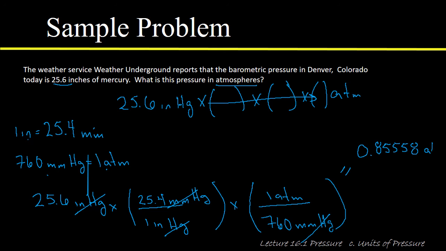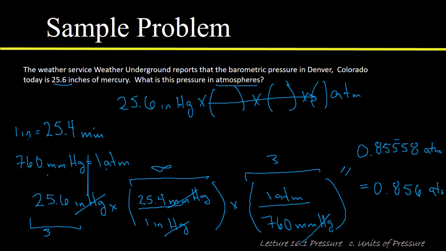and if we plug that into the calculator, we get as a result 0.855558 atmospheres. Okay. And if we look at our significant figures, we've got 3 sig figs in the information given to us. This is an exact definition, so that has infinite number of sig figs. This is not an exact definition, but it's very close. Got 3 sig figs here, so we should round this to 3 significant figures. And this would give us 0.856 atmospheres. That's our final result.